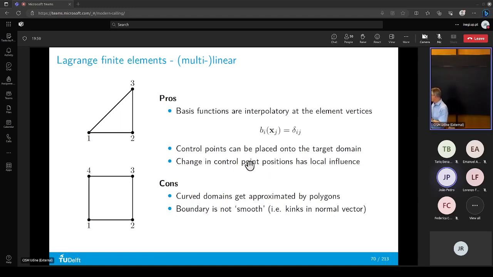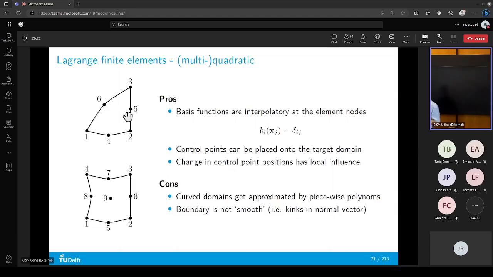Yeah, the control points have a very local influence. If I modify this control point, it modifies this and this edge. But again, a curved domain I can only approximate with a polygon, and the boundary is not smooth. So if you're putting these two together, then between this and that one, if it is somehow curved, there's a kink, a C0 step in your domain description.